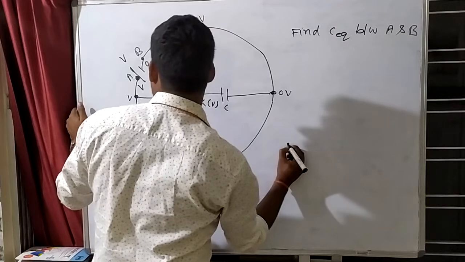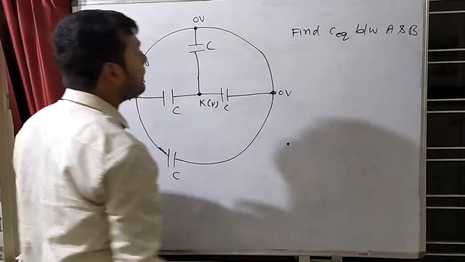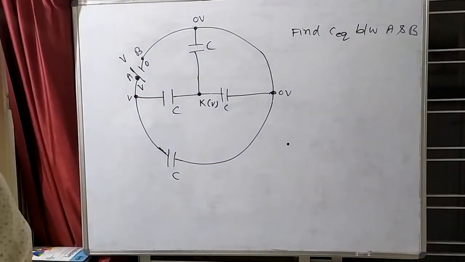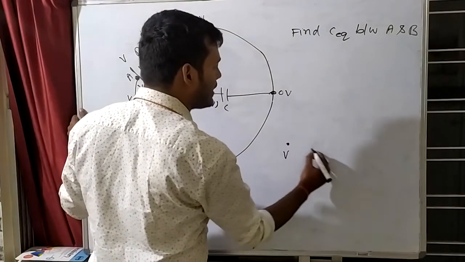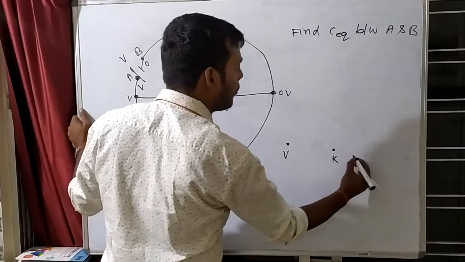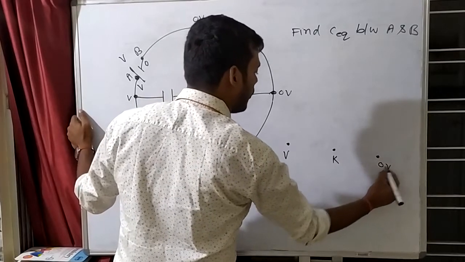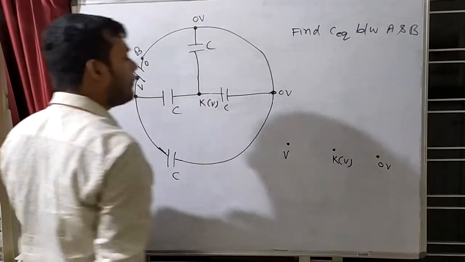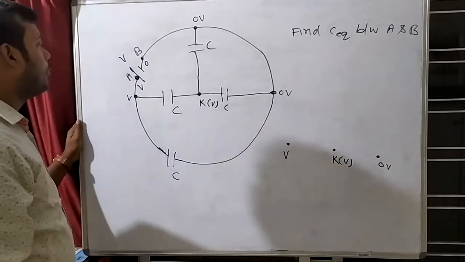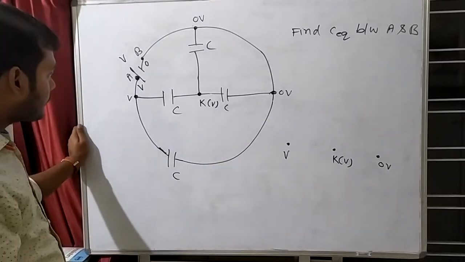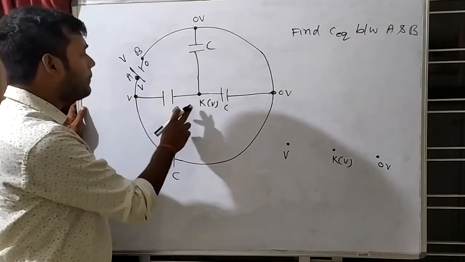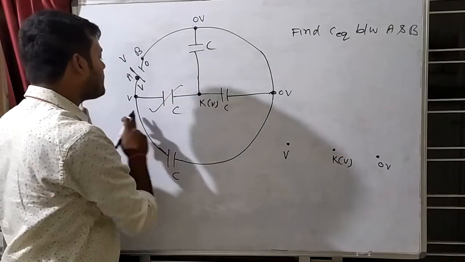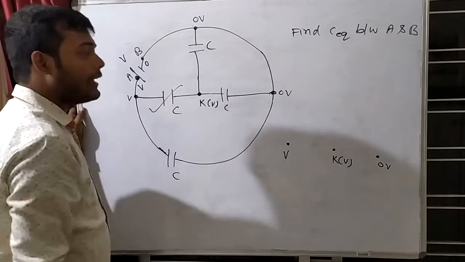Now see how we will make the figure. There are 3 points: V, K, 0. Let's say this point potential is V volt, this point potential is K volt, and this point potential is 0 volt. Clear? Can you see this capacitor? This capacitor is connected between V volt and K volt.